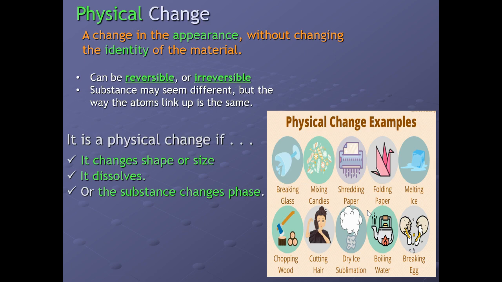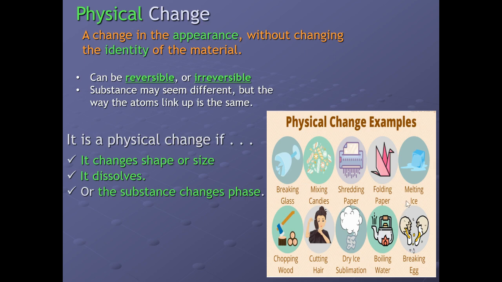And substances may seem different, but the way the atoms link up is the same, right? So an example of that could be ice versus liquid water versus steam, right? It may seem like they're all different, but the atoms are all linked up in the same way, right? It's still H2O. And so it is a physical change if it changes shape or size, right? If it dissolves or the substance changes phases, again, like solid, liquid, gas.